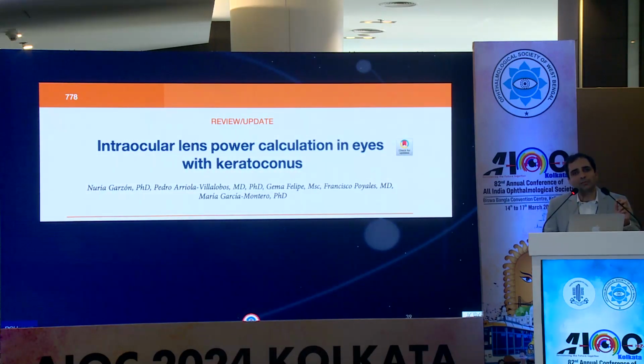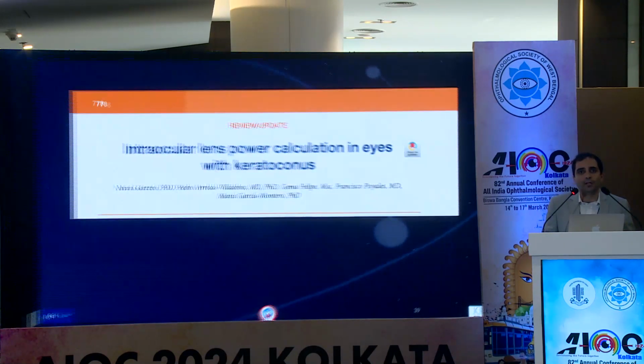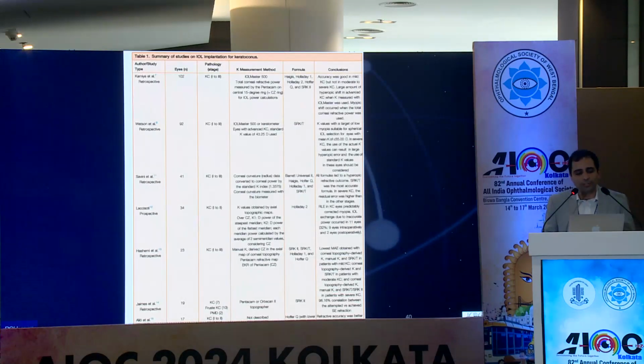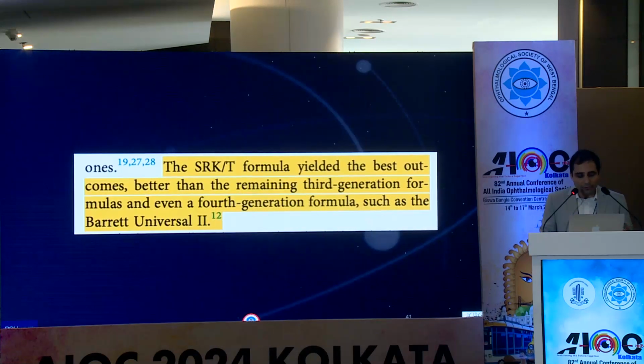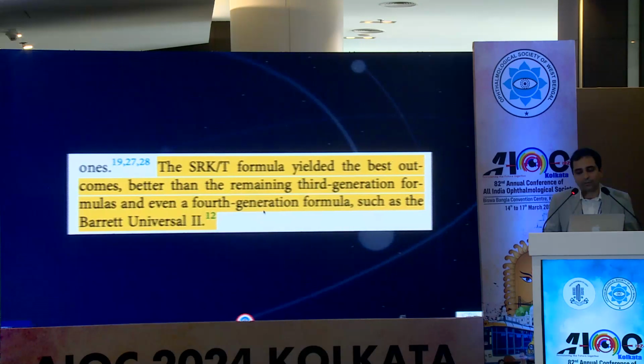There are now a number of publications coming up. I'm just sharing one of them, which is a review which compares the different IOL power calculation formulas in keratoconus. Unfortunately, all of them give different answers. The review concludes that most of the studies have shown that in keratoconus, the SRK-T yielded the best outcomes, even better than the third generation and the Barrett Universal 2. That's probably because it uses the least number of parameters for IOL power calculation.